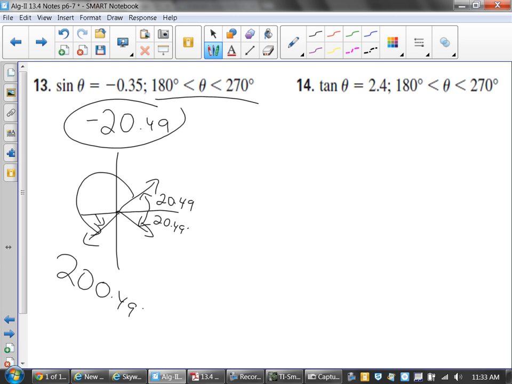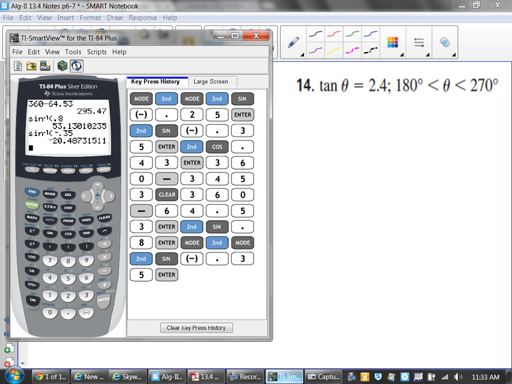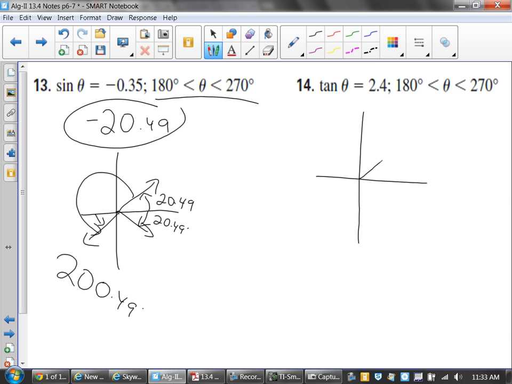Inverse tangent of 2.4. 67.38. First quadrant. Again, I want to be in the third quadrant. Since that's already in the first quadrant, that is the reference angle. How far off is it from the x-axis? It's 67 and change. So in order to be down here, it has to move off of that as well, so I just add 180 to it.